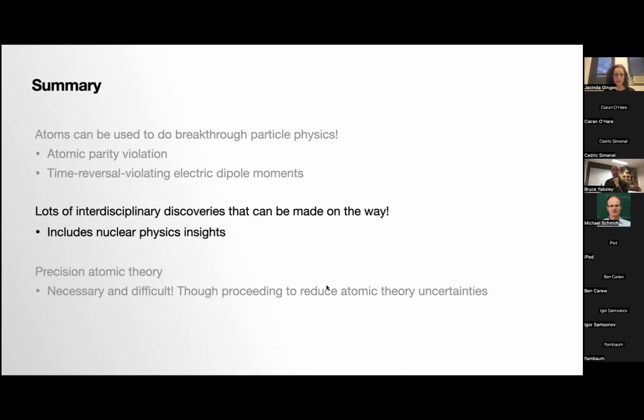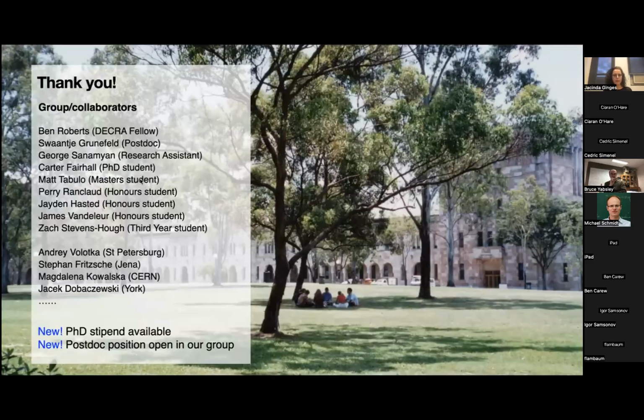And finally, precision atomic theory is a necessary and difficult part of the problem, and we're proceeding with that to reduce atomic theory uncertainties. And finally, thank you everybody, and a thank you to my group and collaborators.